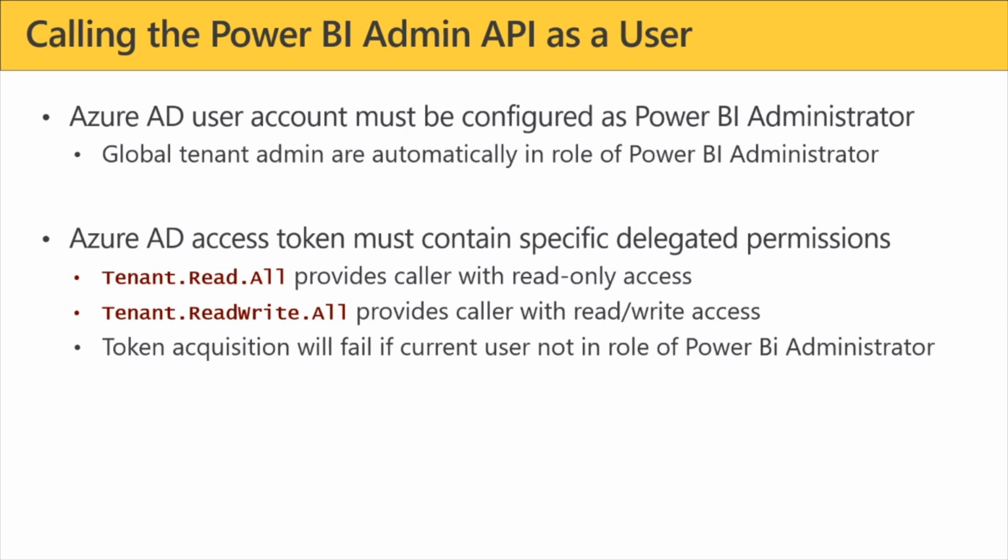Now, if you're creating access tokens and you're having those tokens such that you can call the admin APIs with a user identity, you need to have either an access token with the delegated permissions of tenant read all or tenant read write all, depending on whether you want just read only access or read write. And note that if you try to acquire an access token for a user, and that user is not in the role of Power BI administrator, and you ask for tenant read all, it's basically going to fail because you can't get that particular delegated permission in an access token unless you're a Power BI administrator.